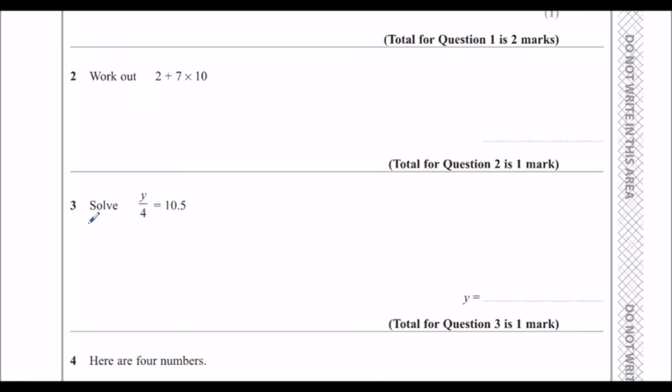Question 2, work out 2 plus 7 times 10. So we need to know the order of operations, and we need to know that multiplication is done before addition. So some people say BIDMAS or BODMAS. Either way, we need to do the multiplication before the addition. So 7 times 10 is 70. So we've got 2 plus 70, which is 72.